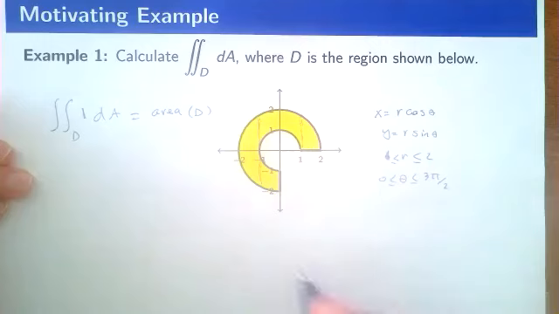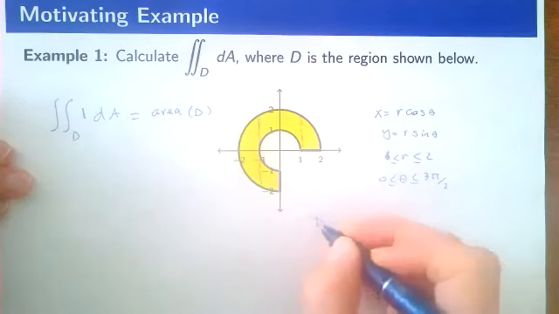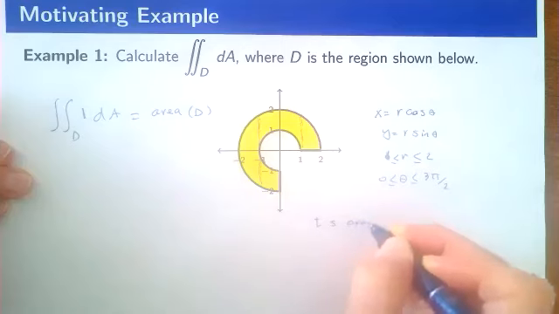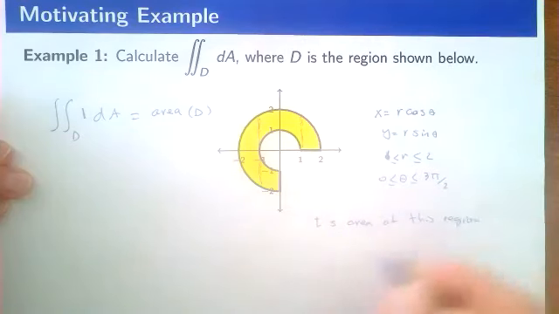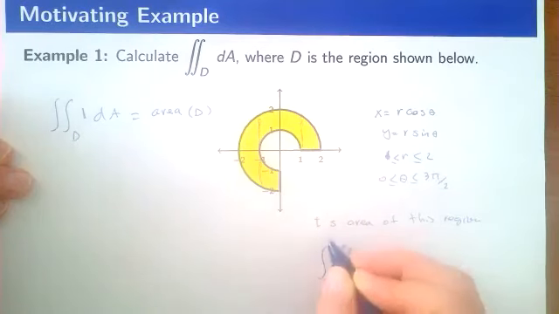So according to that, should I compute the area? Is the area of this region the double integral from 1 to 2 dr, from 0 to 3 pi over 2 d theta?